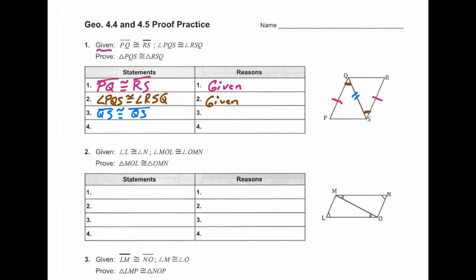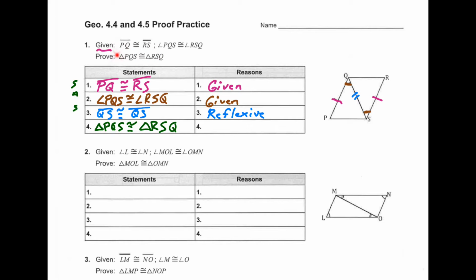And the reasoning for that is reflexive. You can write that as the reflexive property of congruence if you want, but I'm just fine with reflexive as well. And then since we now know three things, I have a side, an angle, and a side, and they're in that order, I can say triangle PQS is congruent to triangle RSQ.